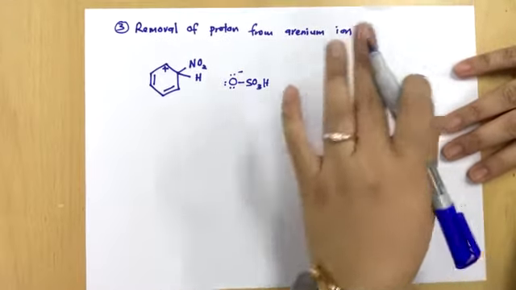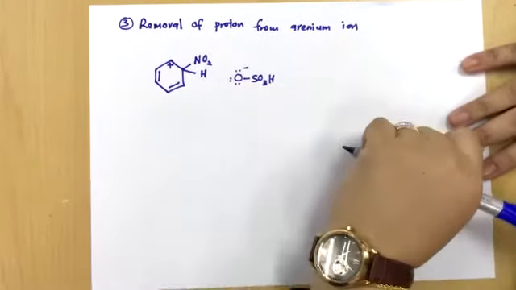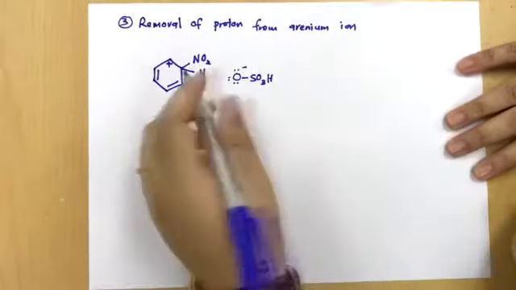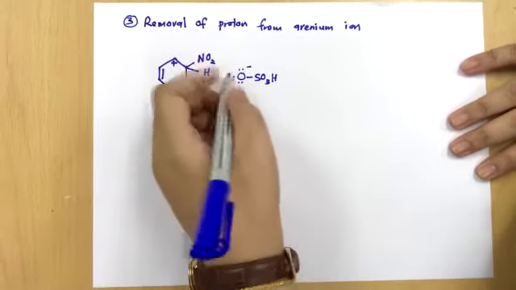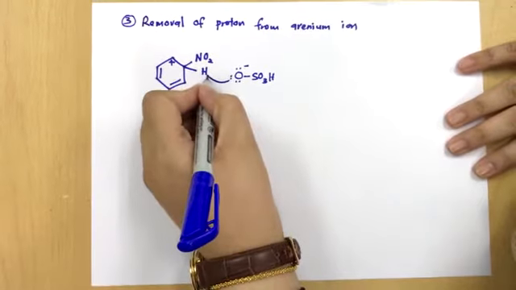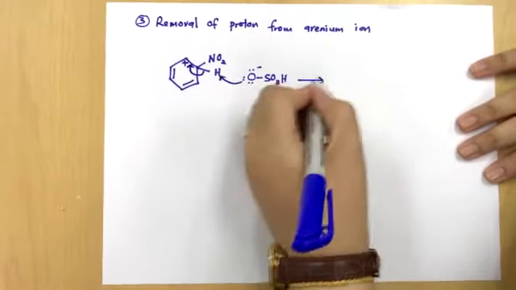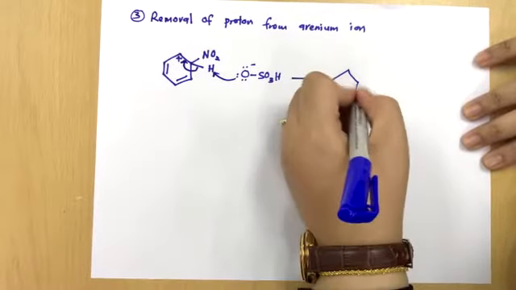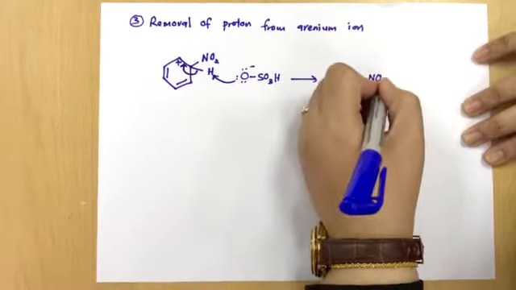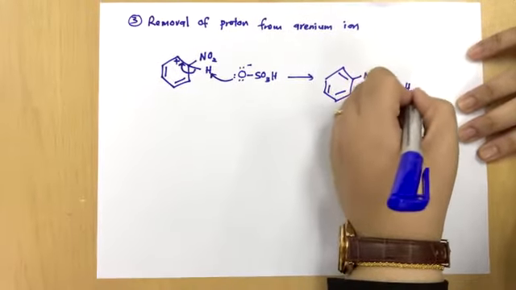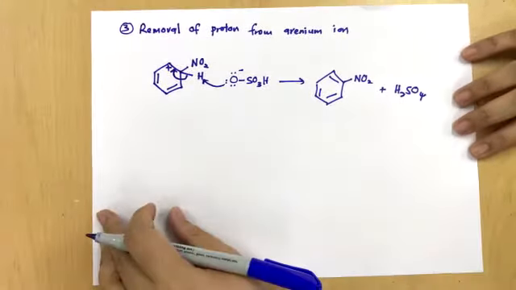And the last part of this mechanism is removal of proton from arenium ion. For this step, we use HSO4 minus. And the product formed is nitrobenzene and sulfuric acid. Alright, that's it.